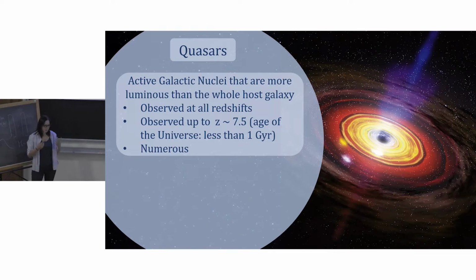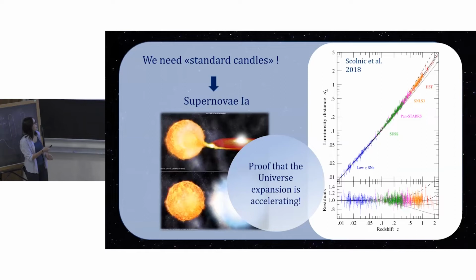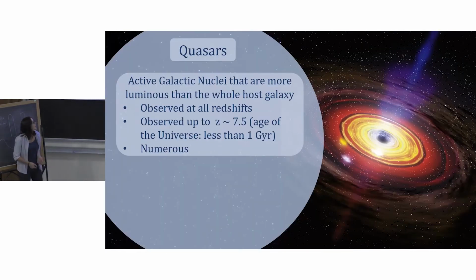So they're the most luminous persistent sources that we have in the universe, and this means also that we can observe them up to very far. Actually, now we observe them up to when the universe was less than a gigayear old. So they're good for our goal of probing the expansion history at earlier times. And also we know a lot of them, which is important because, of course, if you only have one point in this diagram, it doesn't have much information.